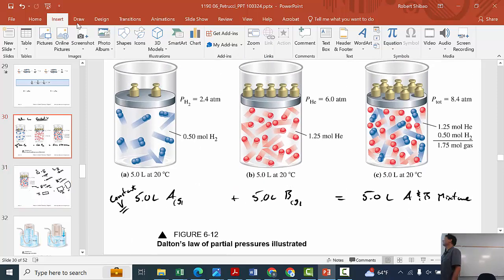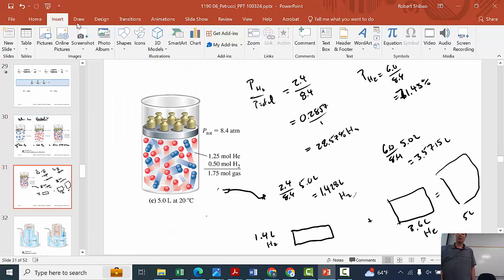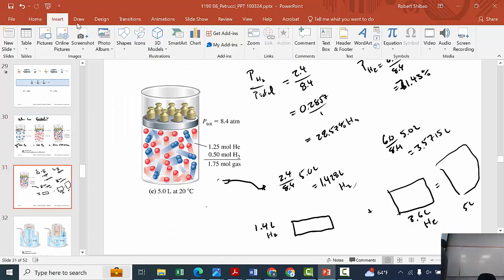So over here, I had 5 liters of hydrogen and 5 liters of helium. But here I have 1.4 liters of hydrogen and 3.6 liters of helium. And so why the difference there? Can somebody tell me why? Because when we do Avogadros, we have to do it under constant pressure.